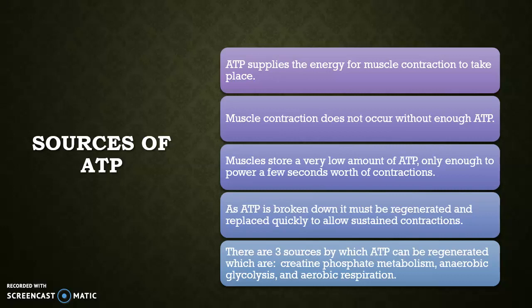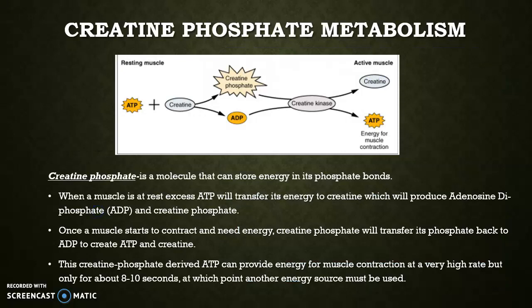There are three sources by which ATP can be regenerated, which are creatine phosphate metabolism, anaerobic glycolysis, and aerobic respiration. The first source of ATP muscles rely on is creatine phosphate metabolism. Creatine phosphate is a molecule that can store energy in its phosphate bonds.